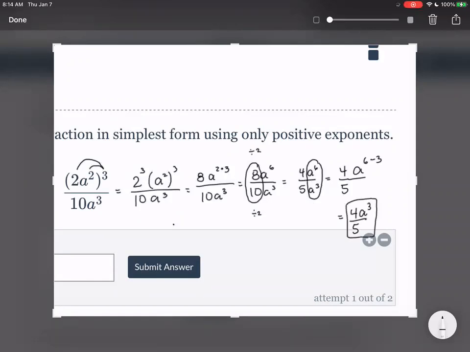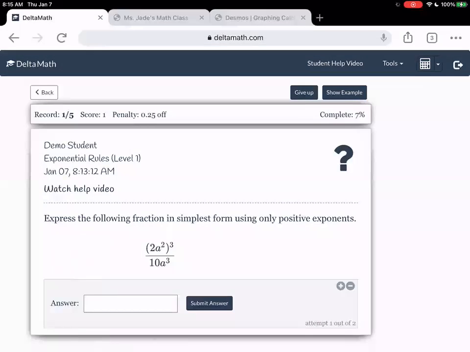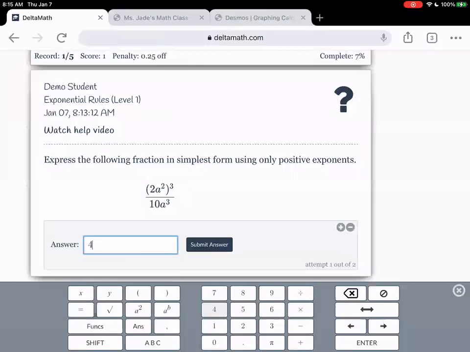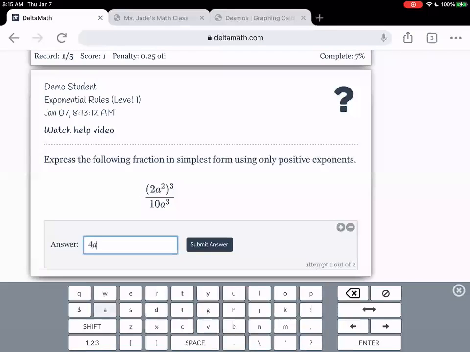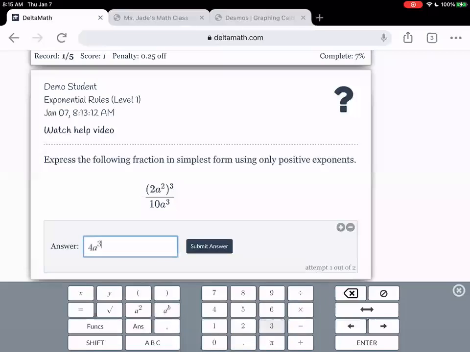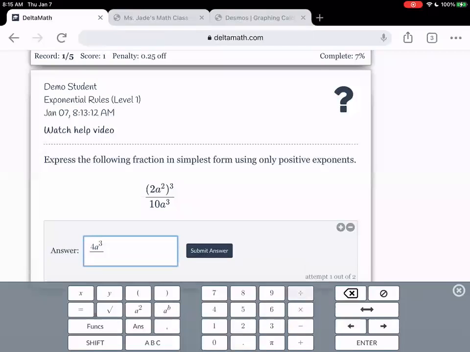Very similar to the first one. So, do you guys have any questions? I'll give you guys a chance to ask by pausing the video. So let's go ahead and enter this into the answer box. 4/5 a cubed, or 4a cubed over 5. 4a cubed over 5. Sorry, it takes a while for me to type it.